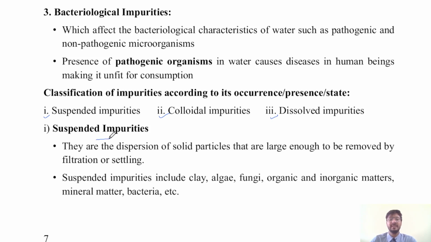Suspended impurities are the dispersion of solid particles that are large enough to be removed by filtration or settling. Suspended impurities are visible or large enough to be settled or filtered. For example, clay, silt, bacteria, algae, organic and inorganic matter. All these are suspended impurities.